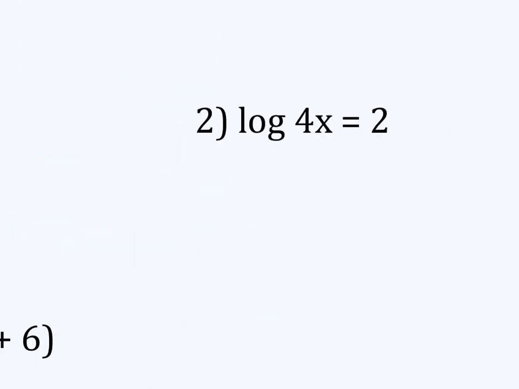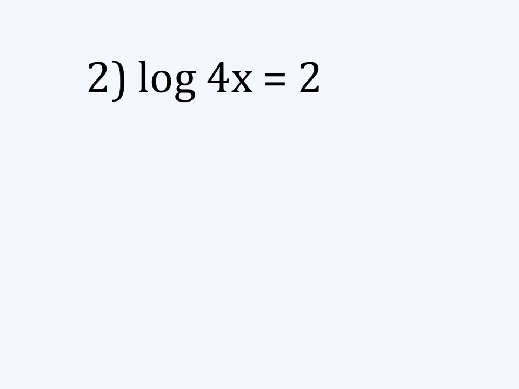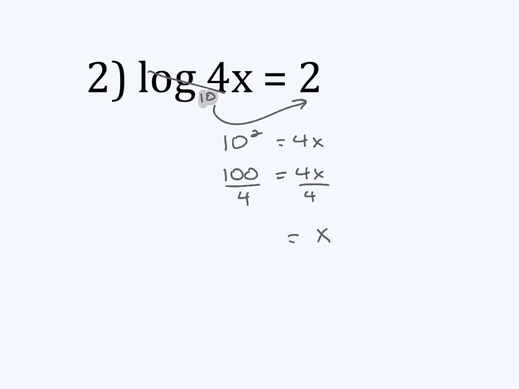All right, 2 says log of 4x equals 2. So this is in a case where I have just a single log on one side, right? What can I do with this? Good. Make it exponential. So what's the base on the log if it's not already written there? 10. So then 10 gets raised to the second power, drops off, and I get 4x. 10 to the second, which is 100, equals 4x. Divide both sides by 4. And x equals 25.